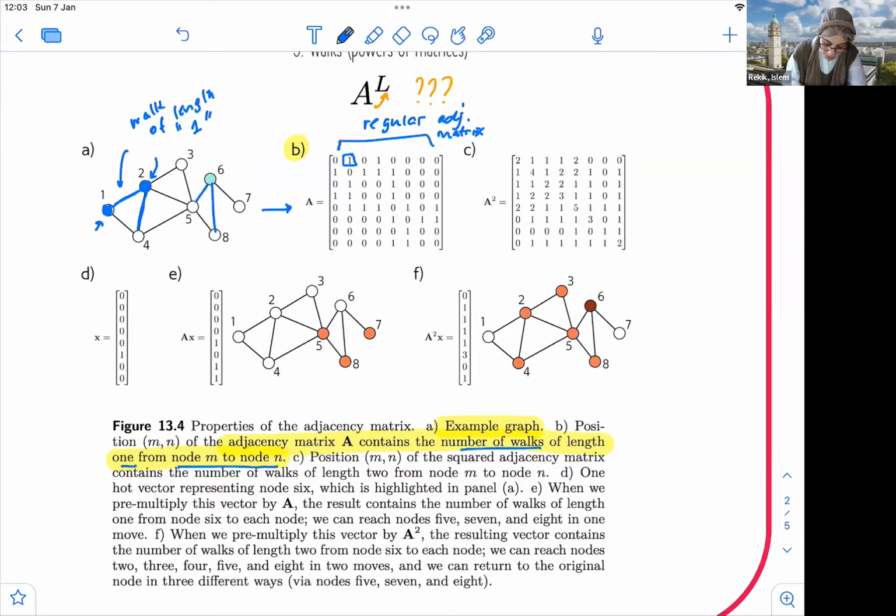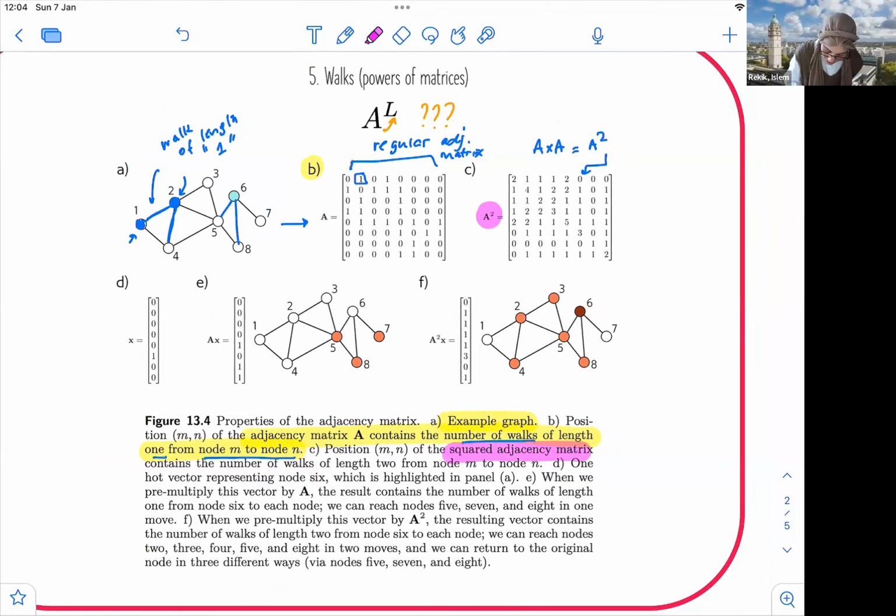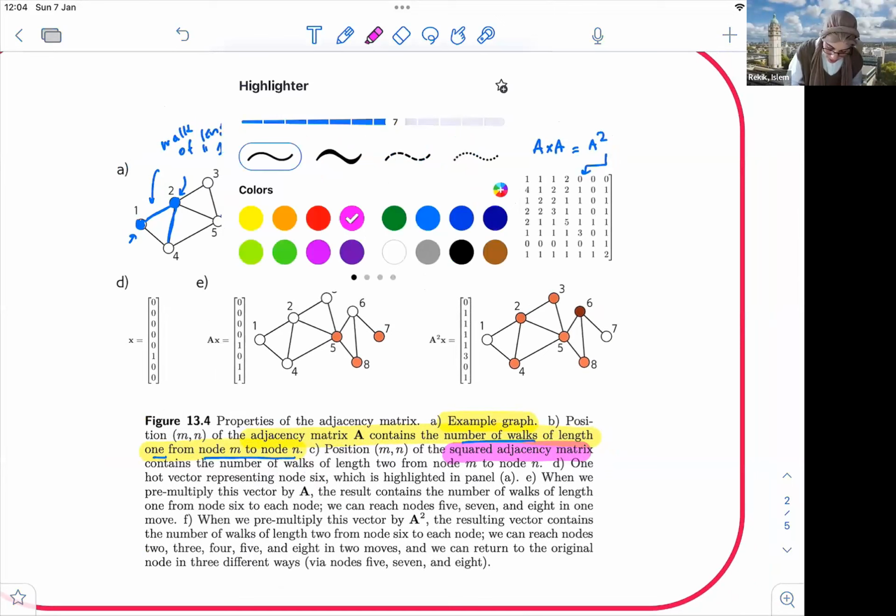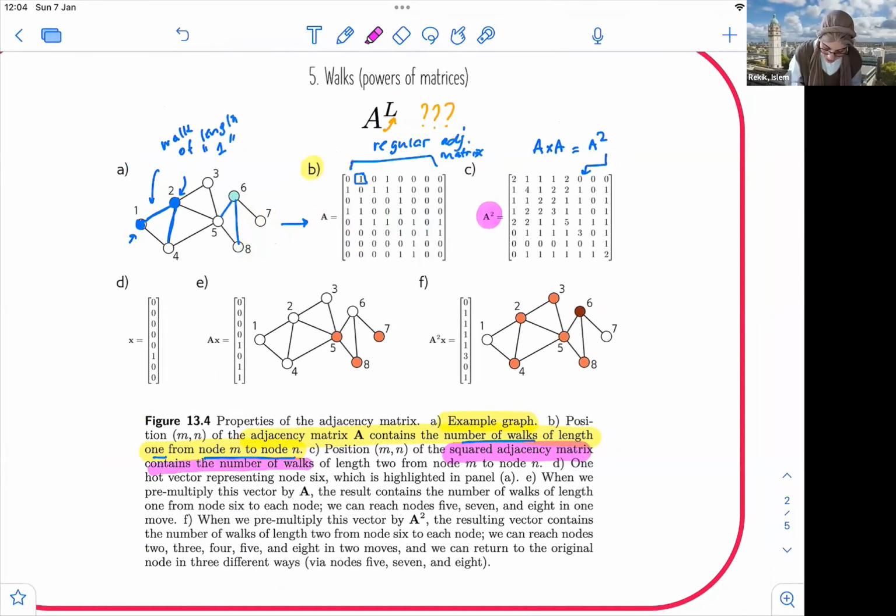When you calculate this matrix, we have a beautiful property here, and you can verify it. I also gave a full lecture on this in the graph theory series, but here I'm just covering the basic concept so you remember how we find walks between pairs of nodes using the power of matrices. So in C, we have the squared adjacency matrix, which contains the number of walks of length 2 from node M to node N, so from one node to another.